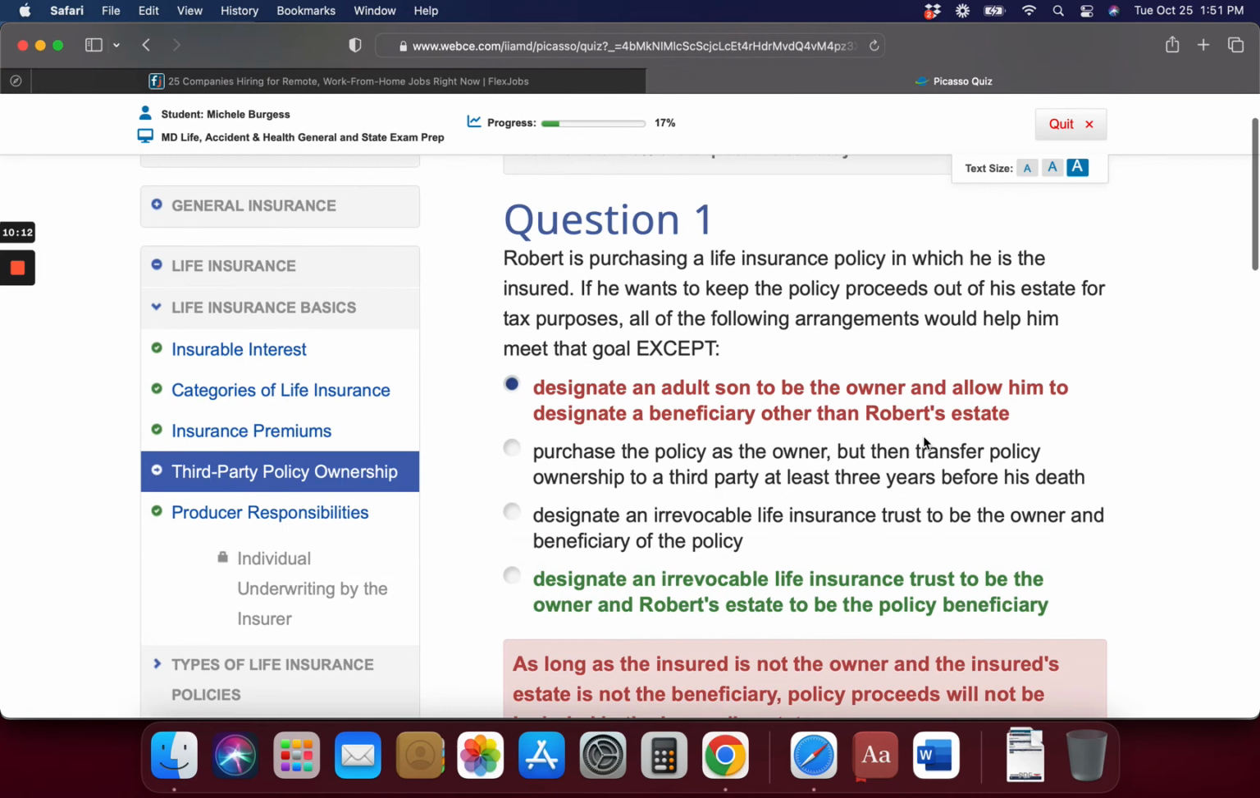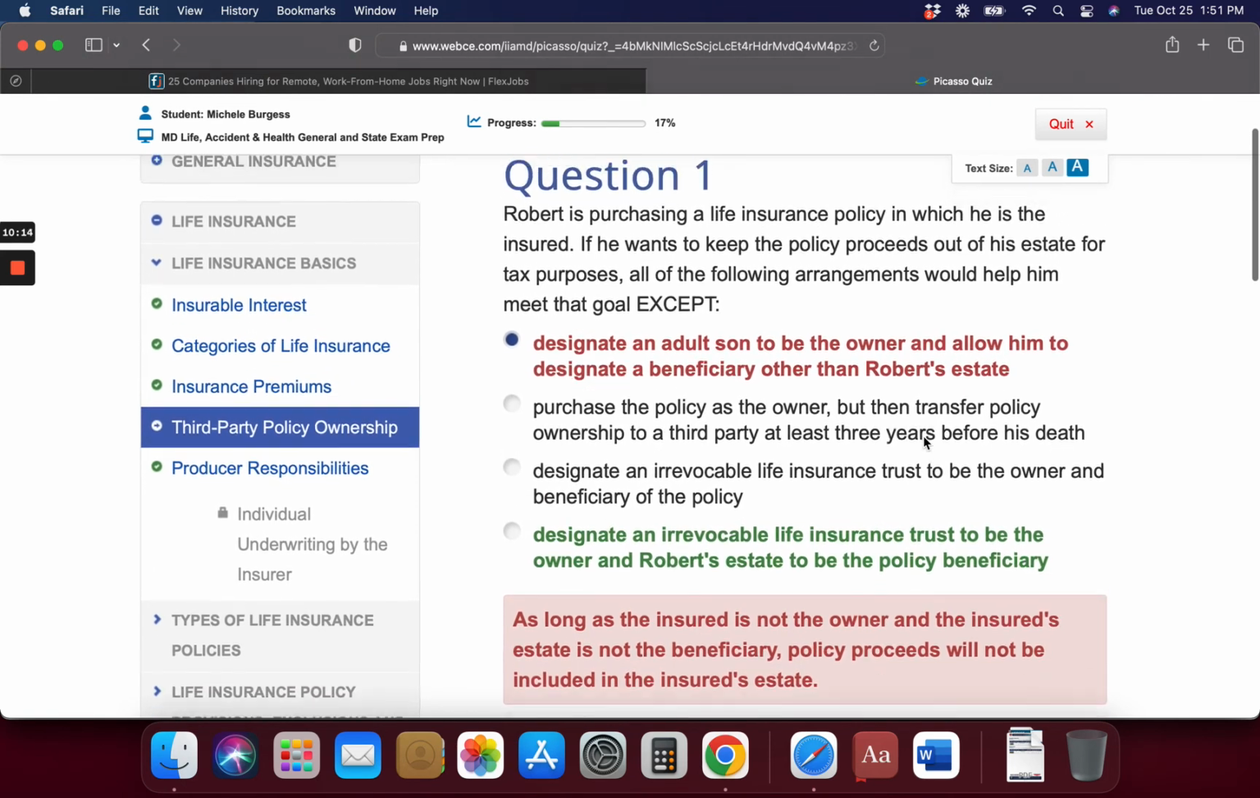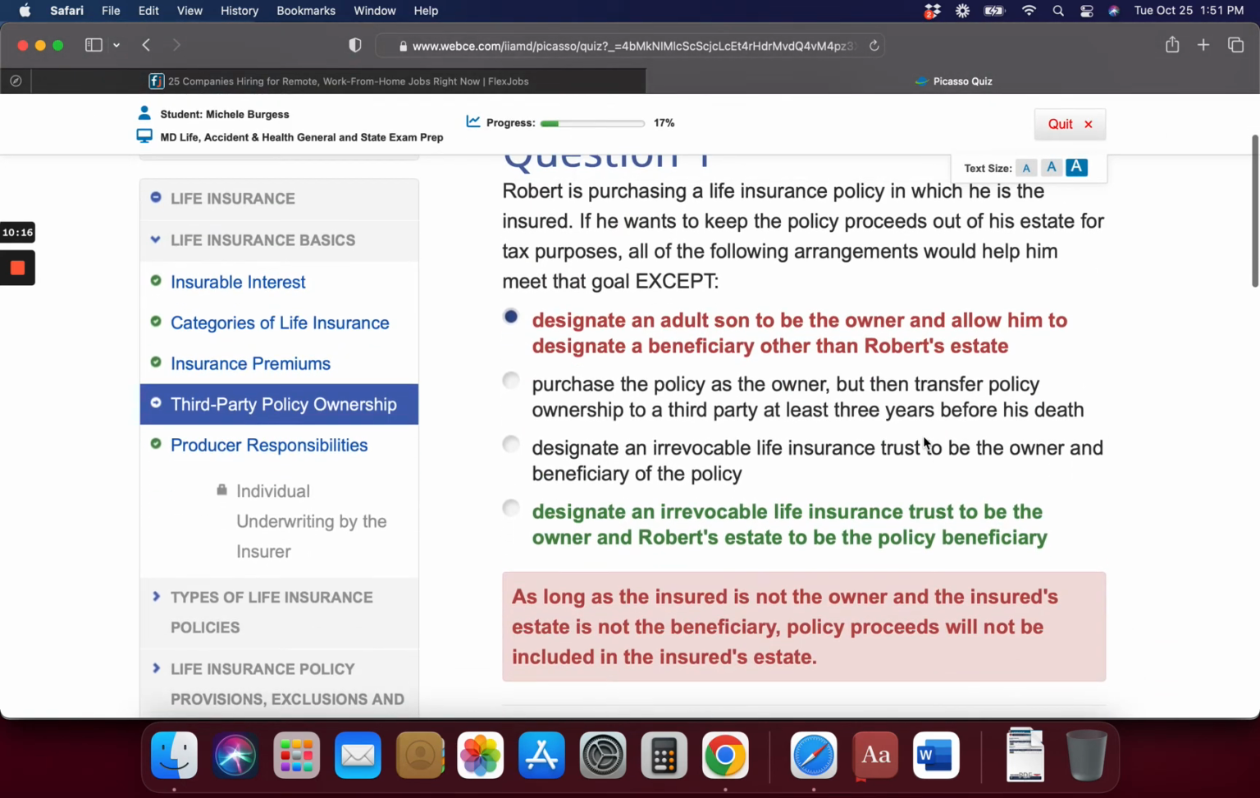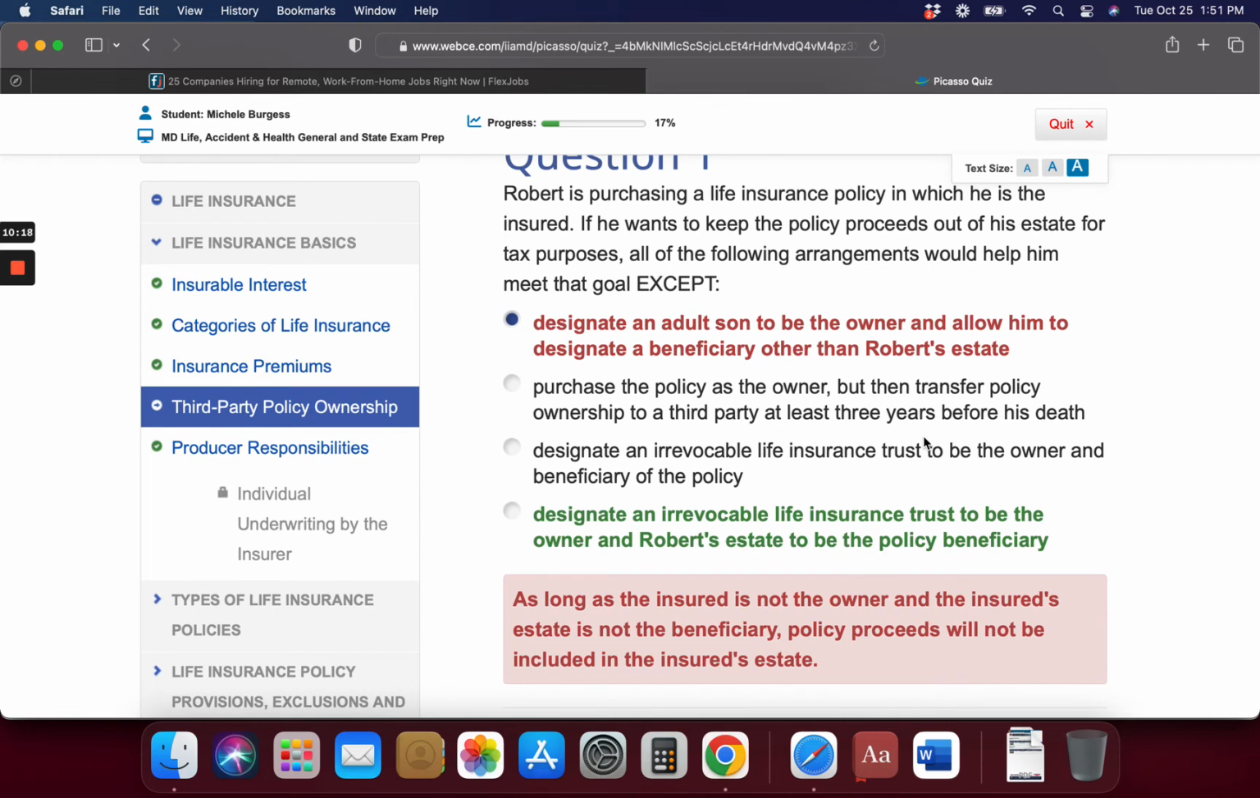Nope, I didn't do very good on this lesson, did I? I only got one right. Okay, let's see. Alright, so all the following arrangements would help him meet his tax goals except designating an irreversible life insurance trust to be the owner of Robert's estate to be the policy beneficiary. As long as the insured is not the owner and the insured's estate is not the beneficiary, policy proceeds will not be included in the insured's estate.